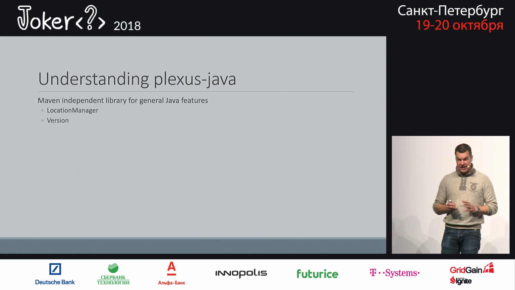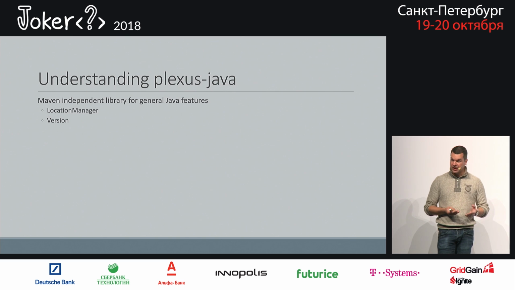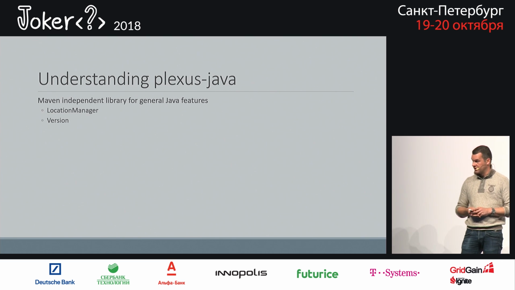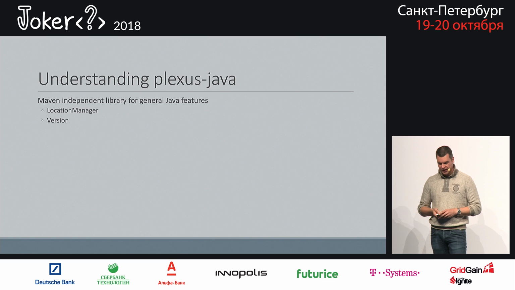It is a Maven independent library for general Java features. It has a location manager. This one is used for detecting which jars belong to the module path and which belong to the class path. And the other one is about versions. So you can verify if one version is higher or lower than the other.